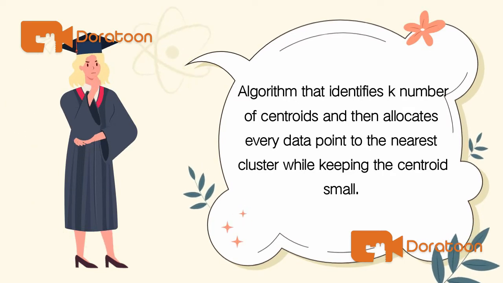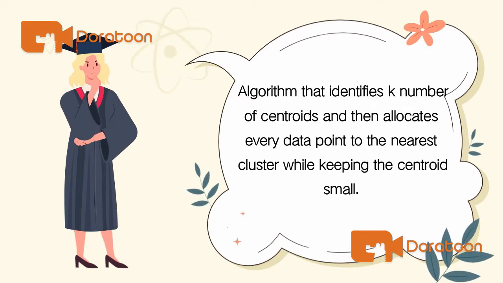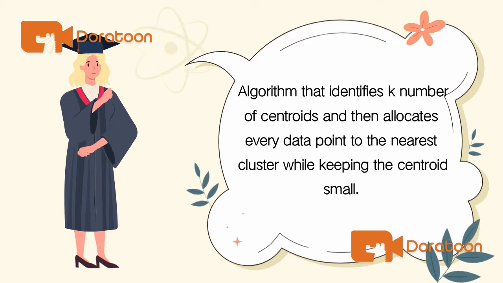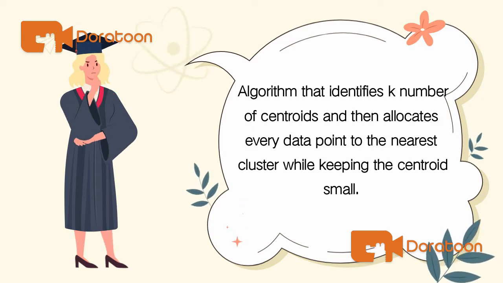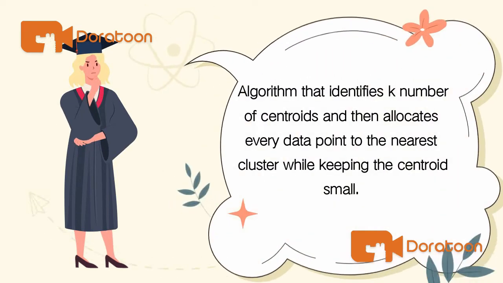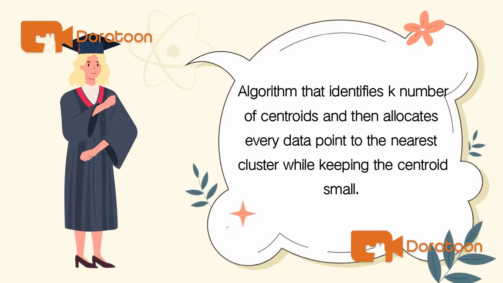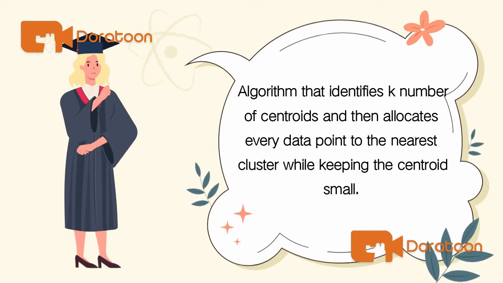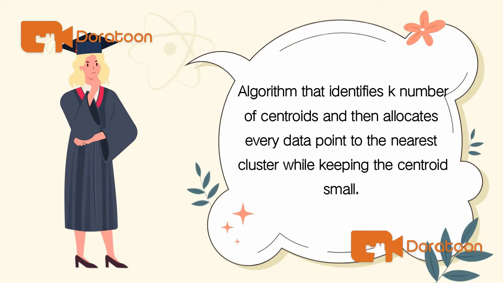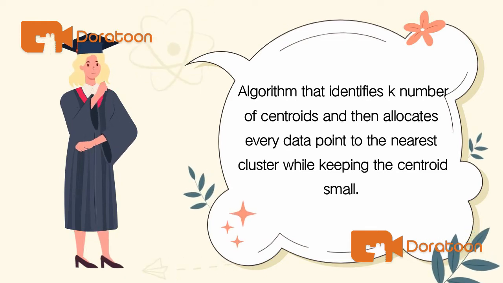In other words, the k-means algorithm identifies k number of centroids and then allocates every data point to the nearest cluster while keeping the centroids as small as possible. The means in k-means refers to the average of the data, which is after finding the centroid.